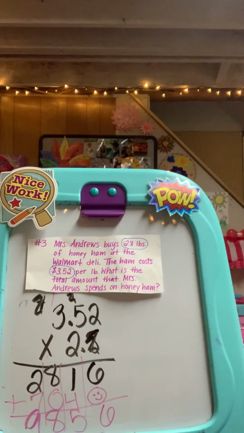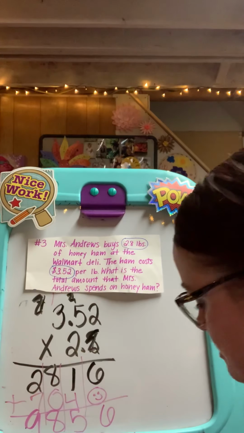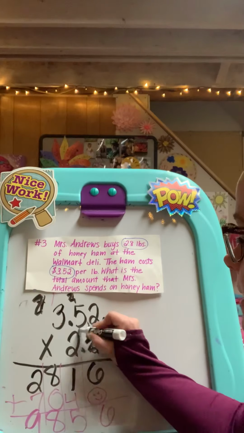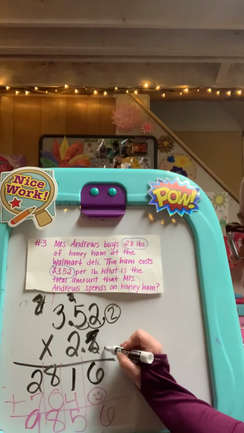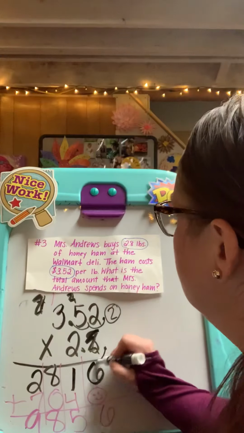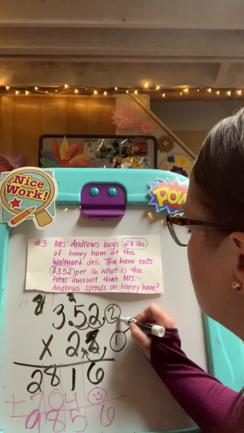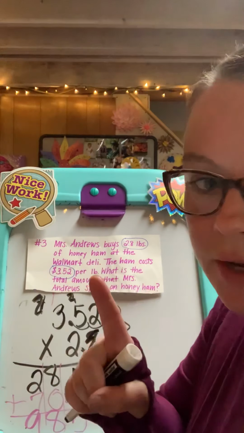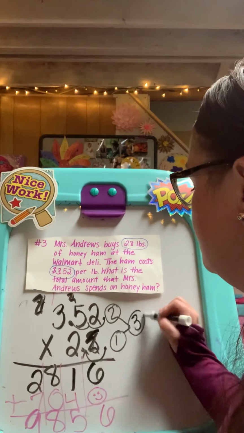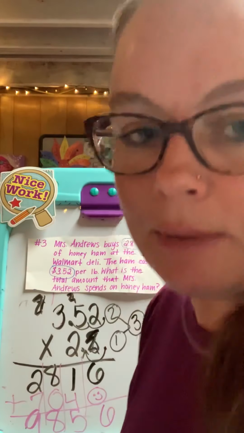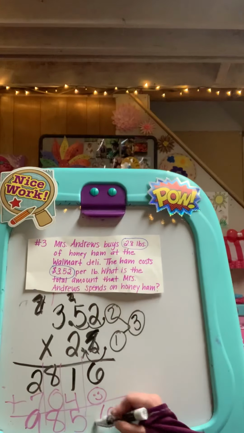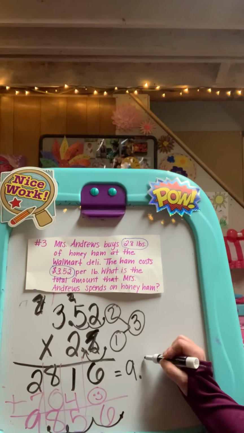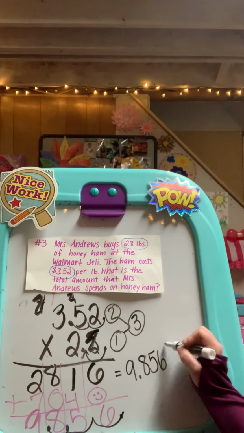All right, now I need to look closely. I need to figure out my decimal point. If it was a whole number, that would be 2 spots. If this was a whole number, it would be 1 spot. So with both of my factors, there's a total of 2 plus 1 equals 3 place value spots. So in my product, start on the end. 1, 2, 3. Write it nice and neat. 9 and 856 thousandths.